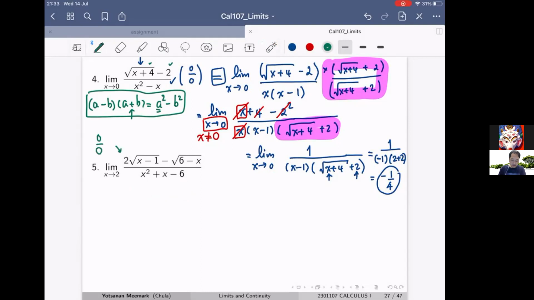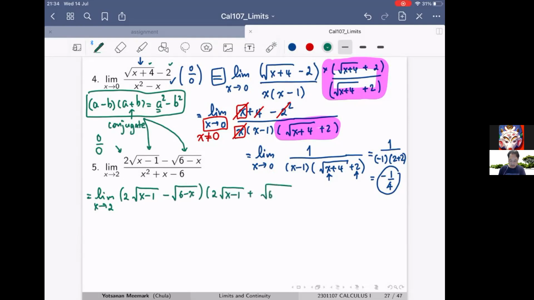So again, you see the square root. You think of this kind of manipulation, to use the conjugate. This one is a so-called conjugate. So the first one, you just multiply it by the same thing, but using the addition. How about your bottom? We are saying that your bottom is also 0.